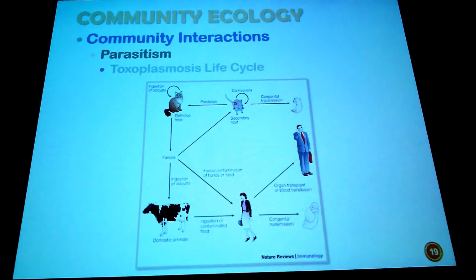So here we have the definitive host, the primary host of toxoplasmosis. It gets it from predation through mice. You get it from feces through cows. Regardless, it ends up in women, and what happens is congenital transmission: while she's pregnant, it could be transferred from the cat through the feces into the woman, and then into the baby. Organ transplant or blood transfusion is how we get it from person to person. So, pretty scary disease. As long as your immune system's in check or you're not pregnant, it's not bad.